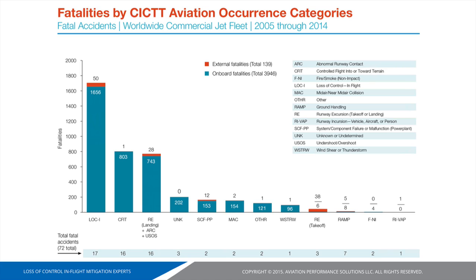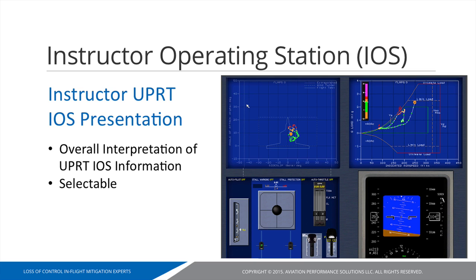This chart represents the fatal accidents and fatalities from 2005 through 2014 for the worldwide commercial jet fleet. We'll notice that on the far left side, loss of control in flight is by far the dominant causal factor, representing 40% of all fatalities in all categories combined. As we can see, a mitigation of this particular threat in some substantial way can have a tremendous impact on air safety. Let's get to the technology discussion and start with the instructor operating station.